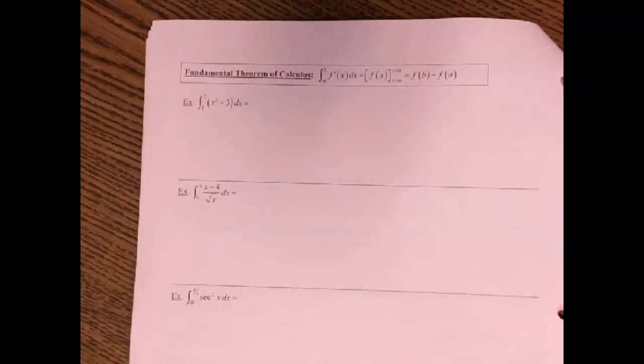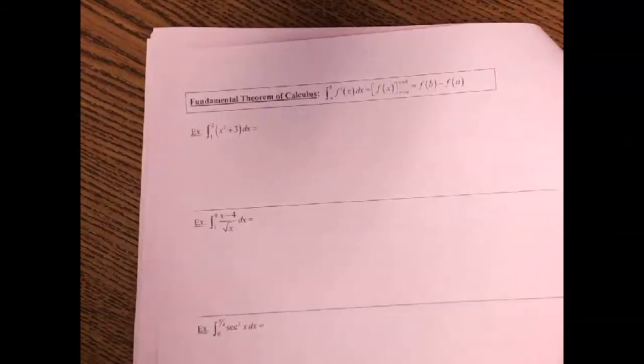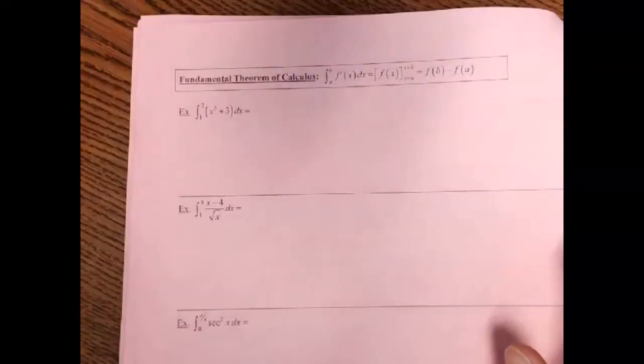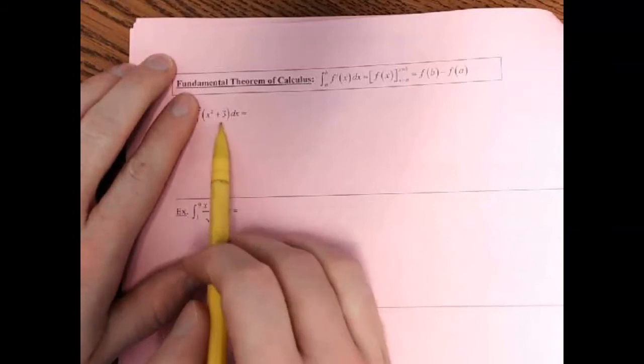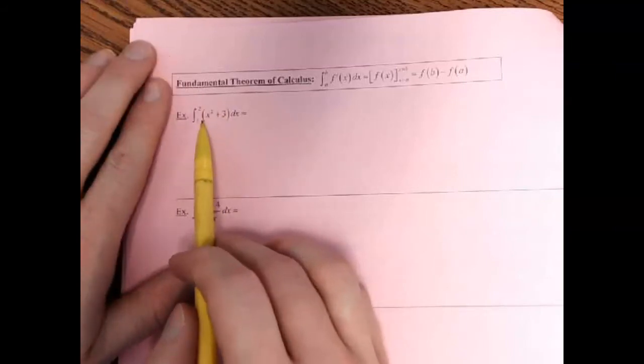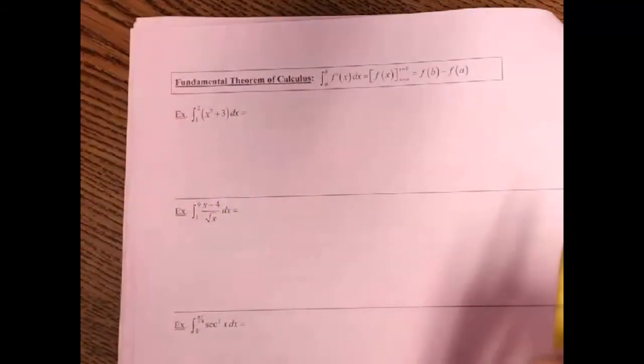Okay, so let's look at this first one. It says the integration of x squared plus 3, and we're going to accumulate all the area. That's a parabola shifted up 3 units. I'm going to get the area bounded by that weirdly shaped graph between 1 and 2. It's going to be easy.